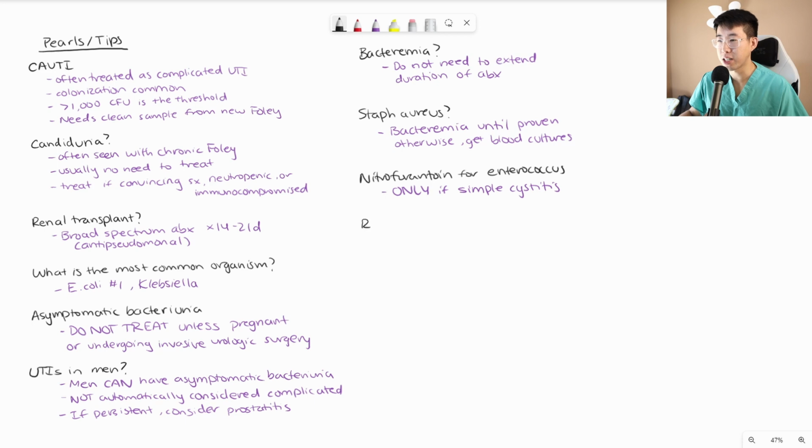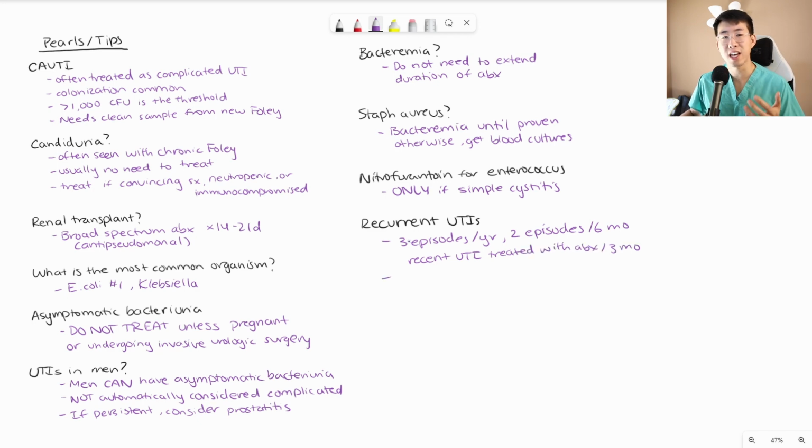Another patient population that you may run into is patients with recurrent UTIs. There were some board questions that I actually got wrong on this. Recurrent UTIs is defined by 3 episodes in a year, or 2 episodes in the past 6 months, or recent UTI treated with antibiotics in the last 3 months. So in these patients, even if they have simple cystitis, you automatically need to treat these people with a fluoroquinolone.